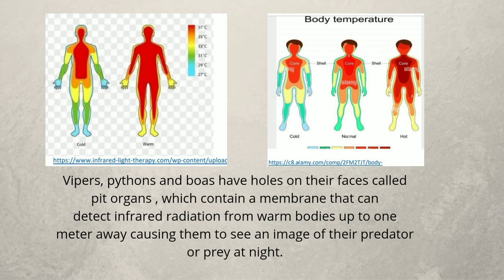Vipers, pythons, and boas have holes on their faces, called pit organs, which contain a membrane that can detect infrared radiation from warm bodies up to 1 meter away, causing them to see an image of their predator or prey at night.